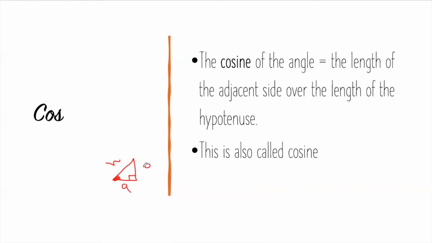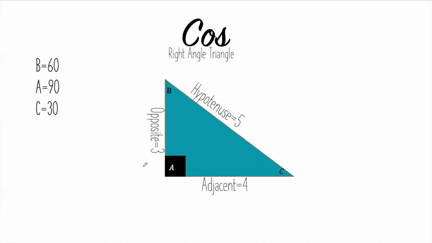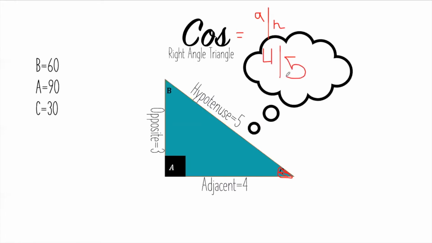Okay? Let's try one. In the previous slide, we said that cos is equal to adjacent over hypotenuse. Well, we're trying to find cos of C. So this is the angle that we're trying to find, okay? And same thing like last time, A is equal to 90, B is equal to 60, and C is equal to 30. Those are the angles. So now we want to find cos C. Well, what's the adjacent? Adjacent is going to be 4. And the hypotenuse is 5. So let's see if we're correct. Oops, I guess it's in the way, so let me just move that.